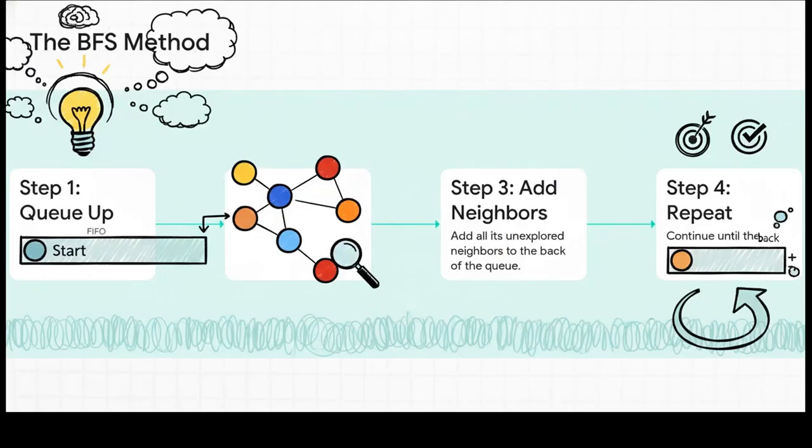So how does it keep everything so organized? The secret weapon is a queue. Like a line at the grocery store. It's a first in, first out system. You start with your first position. You check out all its neighbors and tell them to get in line, at the back. Then you just serve whoever is at the front of the line next. This simple rule guarantees you finish exploring level 1 before you even start on level 2.